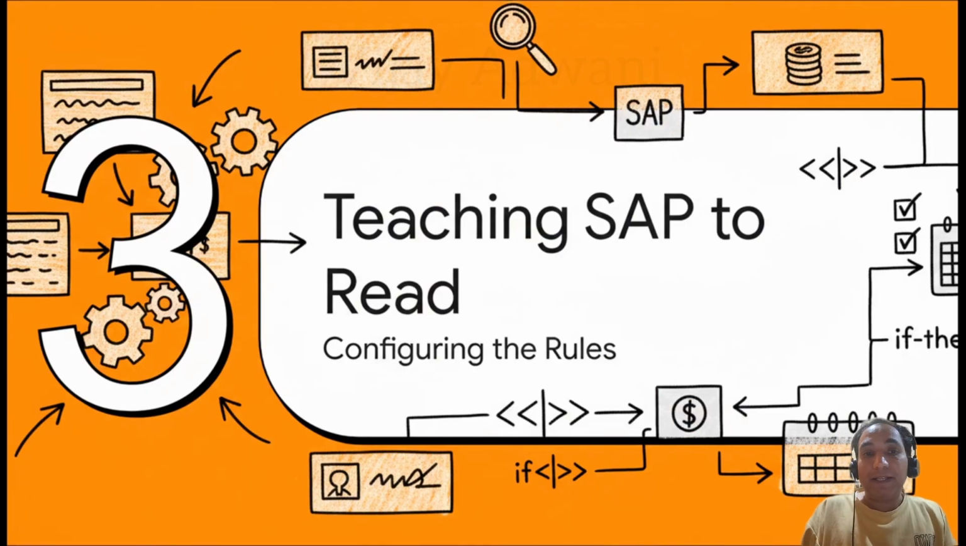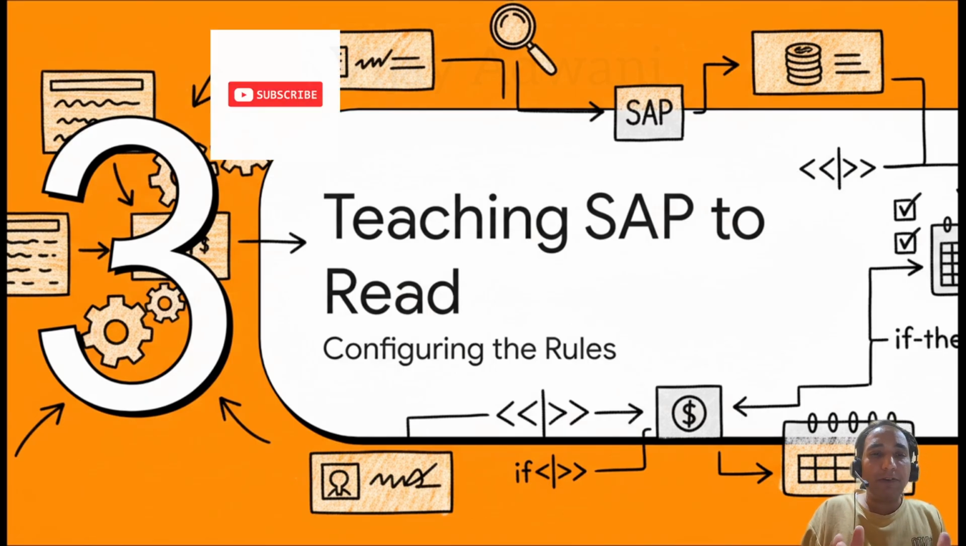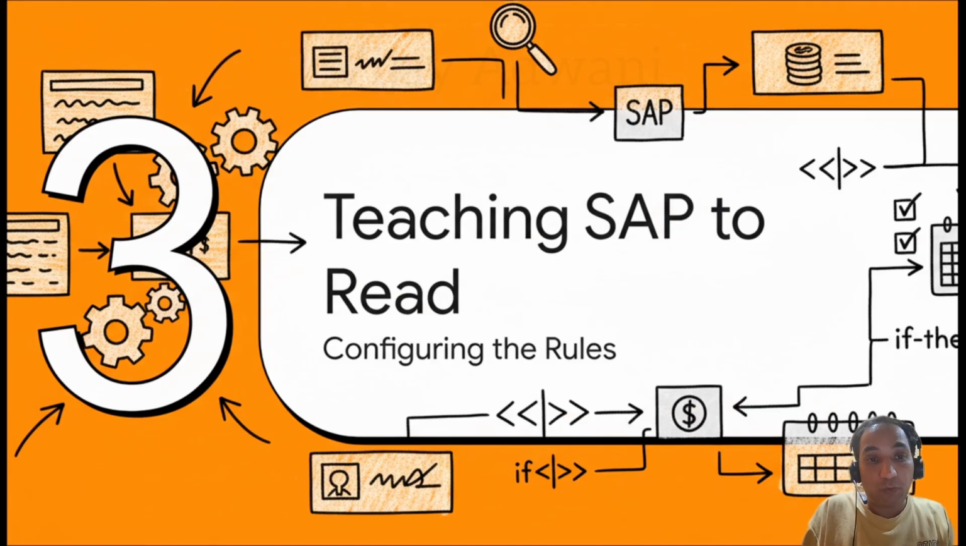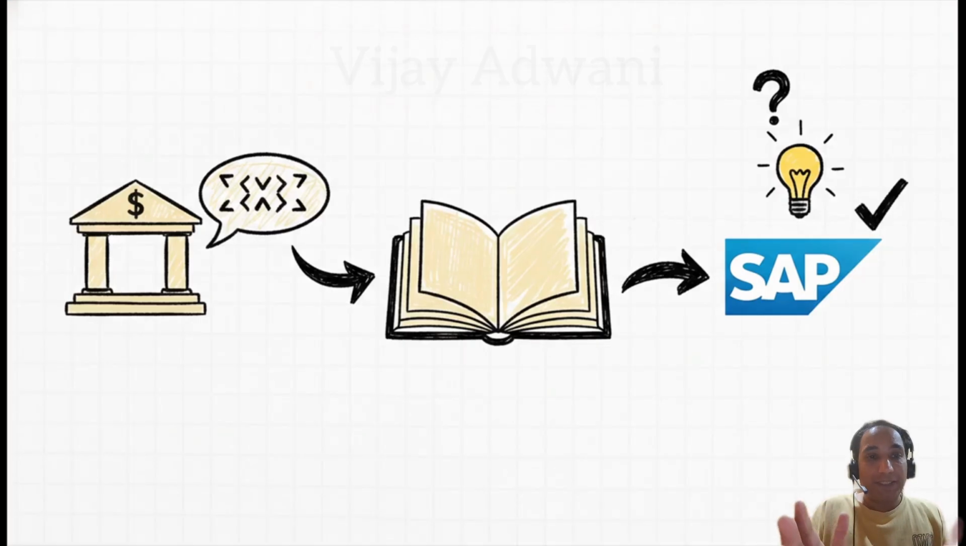Of course, it isn't magic out of the box. We have to teach it how to read our bank statement. Now, don't worry, this isn't as scary as it sounds. It's just about setting up a simple rule book to follow. And I love this: every bank has its own weird codes and jargon on their statements. Well, our job is to build a translation dictionary so SAP can speak the bank's language fluently.